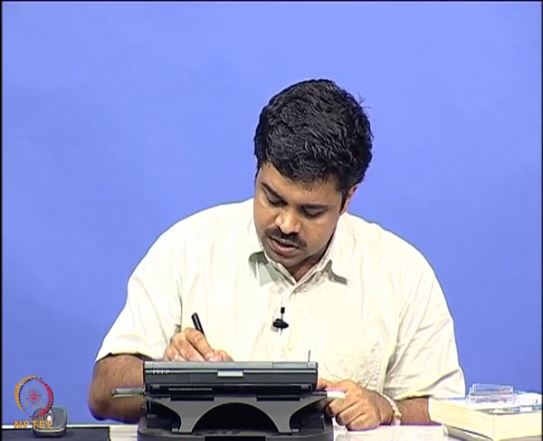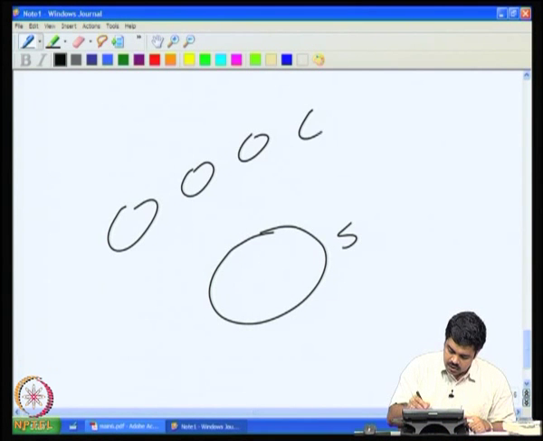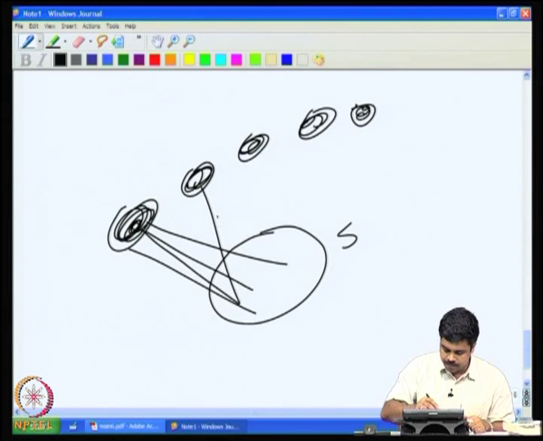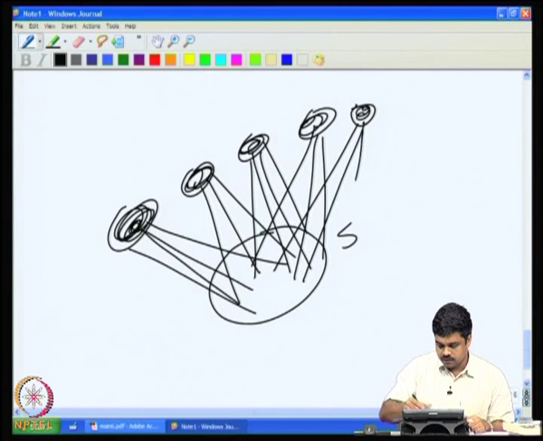So, we consider S here. These are the components. I am just drawing it. We can assume that this has got contracted into one vertex, right. And then some connections will come. I have explained what contracting means in the last class. So, it will be a bipartite graph like this.